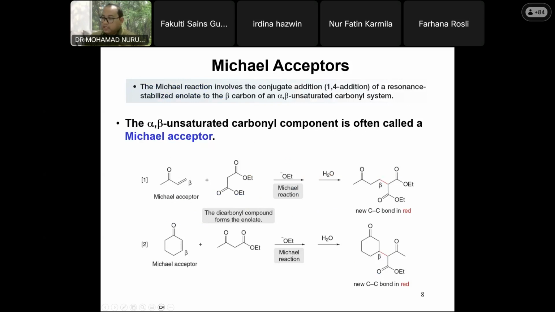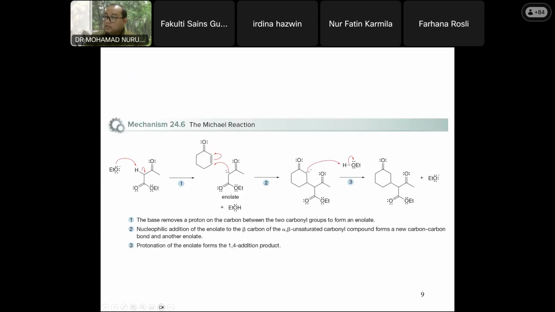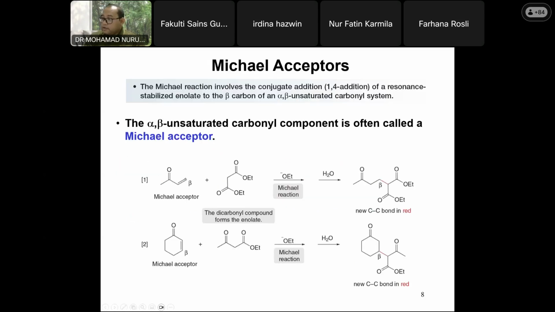In this case, we already have alpha and beta positions, and usually the reaction happens at these positions. So this is the Michael acceptor. Meanwhile, this one is the donor.